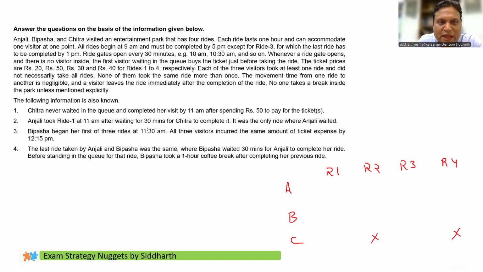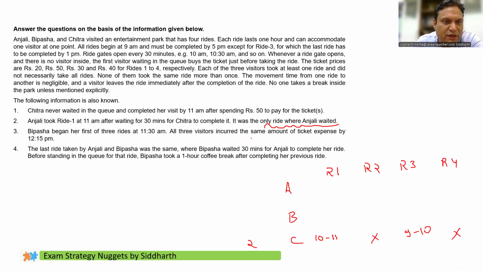Anjali took ride 1 at 11 a.m. after waiting for 30 minutes for Chitra to complete it. So ride 1, Chitra has completed at 11 a.m. That means she must have started at 10 and completed it at 11. And ride 3, Chitra must have then taken from 9 to 10. So Chitra has taken two rides from the two statements. It was the only ride where Anjali waited. So that means until and unless mentioned that Anjali has taken a break, Anjali must have continued with the rides.